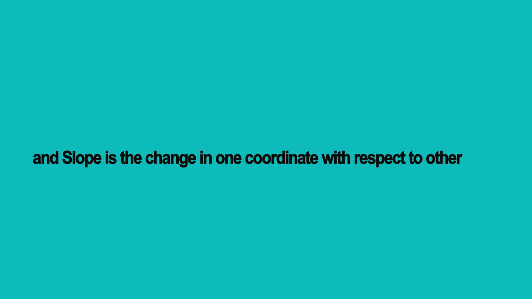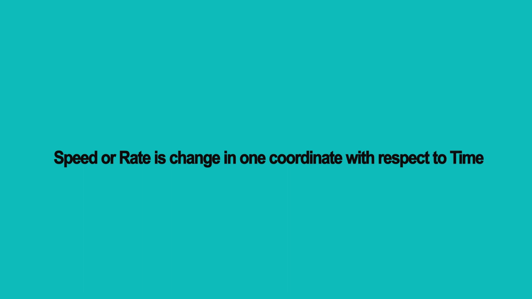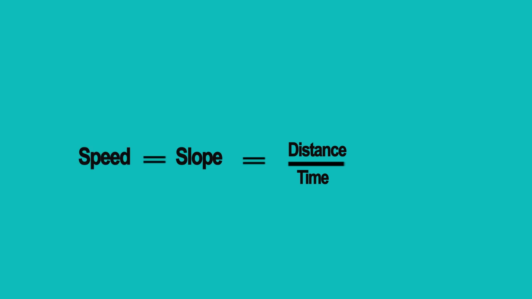In summary, x, y, z and t are coordinates. Delta x, delta y, delta z, delta t are gradients. Delta y, delta z versus delta x will yield a plot, and slope is the change in one coordinate with respect to the other. Speed or rate is the change in one coordinate with respect to time. Here, if the dependent coordinate is distance, then its slope will be speed, otherwise it will be called rate.